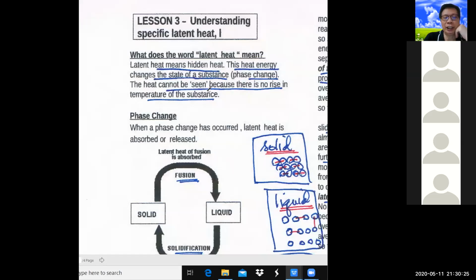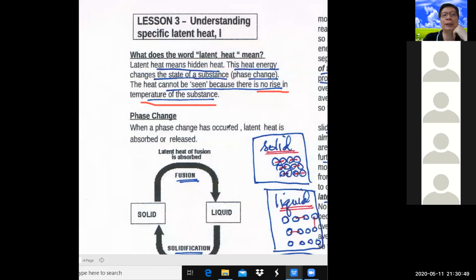The heat cannot be seen, because there is no rise in the temperature of the substance. This is extremely important, please highlight. Why do we say latent heat, hidden heat, cannot be seen? Because something happens, but you don't see the temperature change, so you cannot see anything.